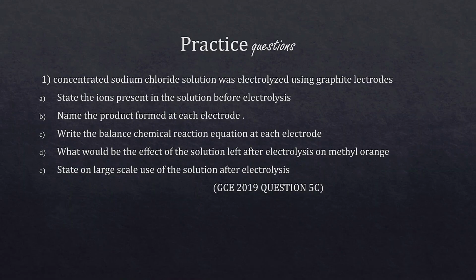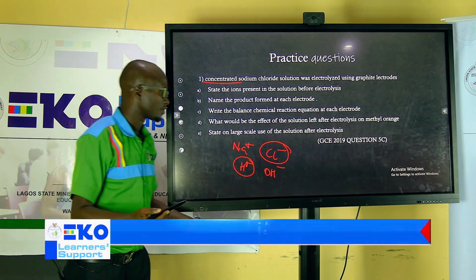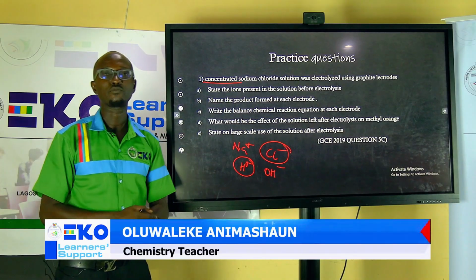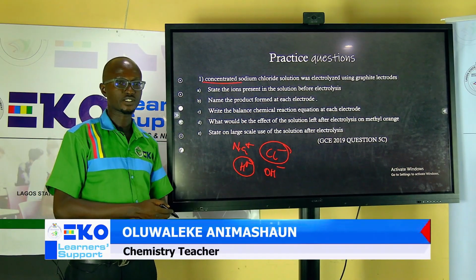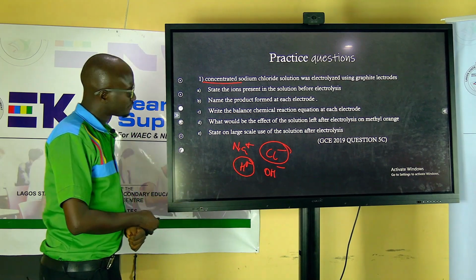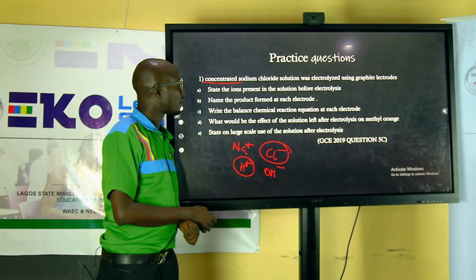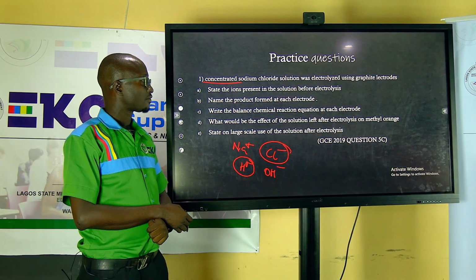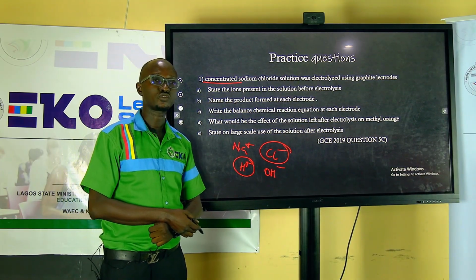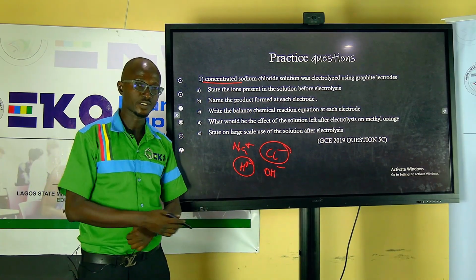The next question says, state one large scale use of the solution after electrolysis. So sodium hydroxide, we all know that it is used in making what? Soap. That's a very important use of sodium hydroxide. So it is used in making soap. So this brings us to the end of our lesson. Remember, I always say we should practice and practice always so that we become better.